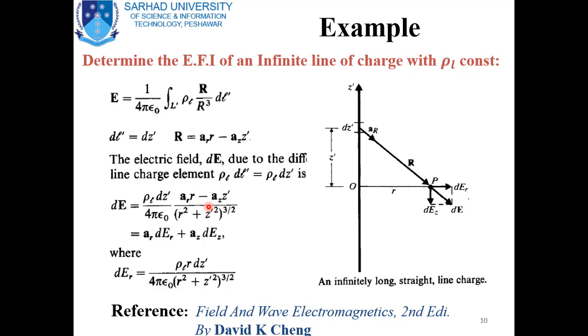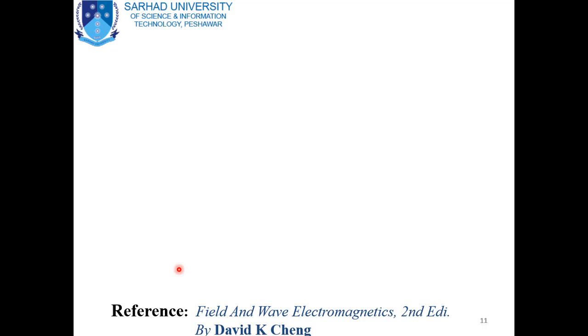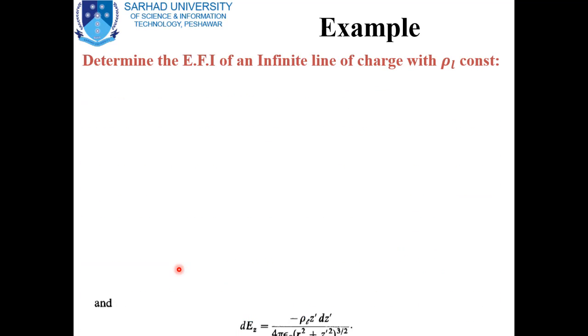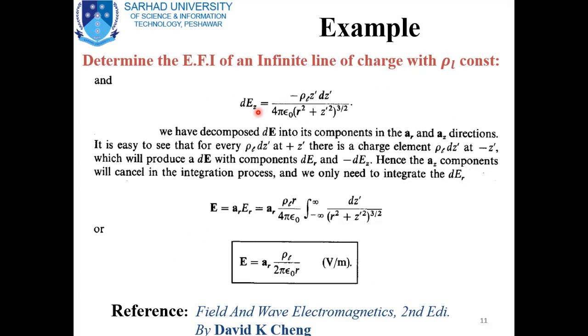And we have two terms, the radial term and the z term, so we can split the electric field intensity into a radial electric field intensity and an electric field intensity which is along the z-axis. So we can also write the magnitude of the radial component of the electric field intensity and the magnitude of the electric field intensity along the z-axis.